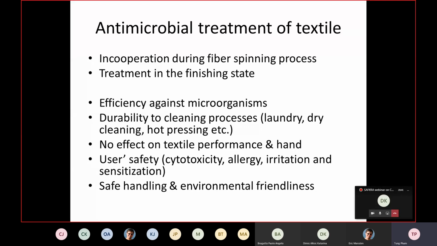And of course, it also needs to have a certain level of safety. For example, low toxicity to the consumers, no allergic reaction, no irritation or sensitization to the skin, but also a certain environmental profile. It should not harm the appearance and properties of the textile in use. Of course, we also need to ensure safe handling and environmental friendliness during the textile treatment process.